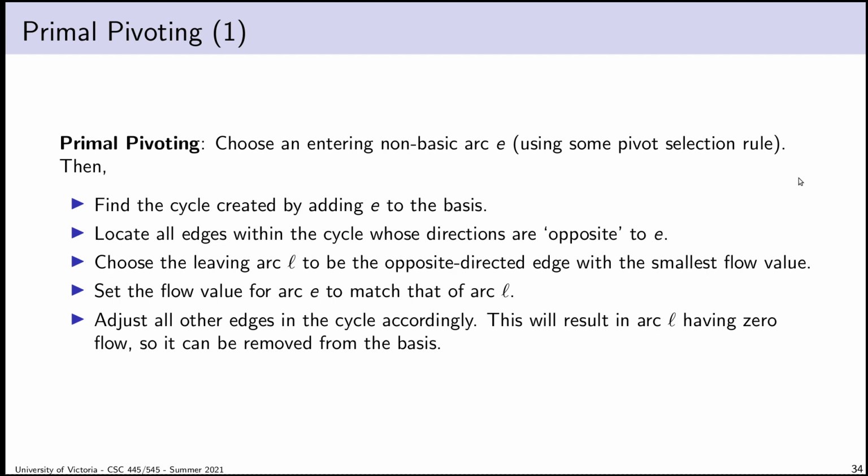The largest coefficient rule, for example, would choose an entering arc with the smallest negative dual slack value. So we now locate the cycle that was created by adding that edge to the basis. We then find all of the edges in that cycle that have an opposite direction to my entering arc with respect to the cycle. We then choose our leaving arc to be the opposite directed edge that has the smallest flow value, because it's the one that'll go negative first.